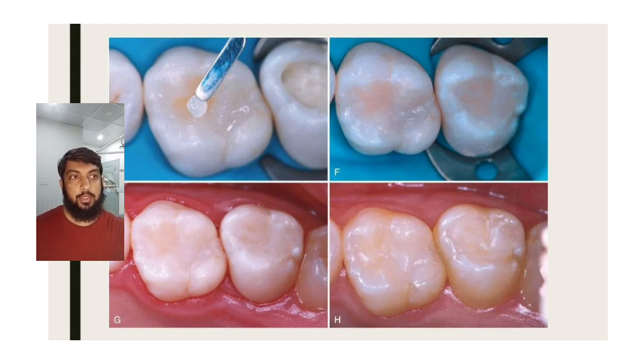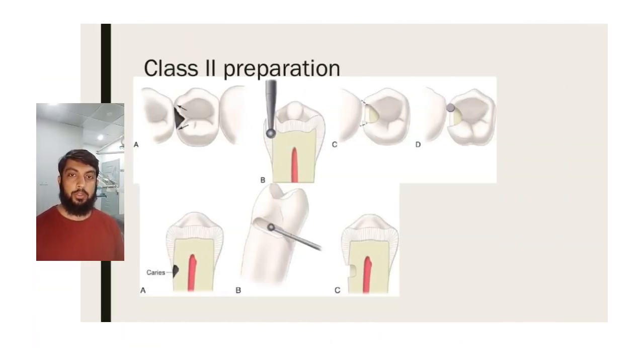Coming on to the class 2 preparation, as you can see, it is the proximal surface of the posterior teeth. On the anterior teeth it is called class 3. Do not confuse them. Here I am really surprised that the South Asian edition of Sturdevant's Art and Science of Operative Dentistry says that we can leave the tooth touching the adjacent tooth when we are preparing the class 2 proximal box.